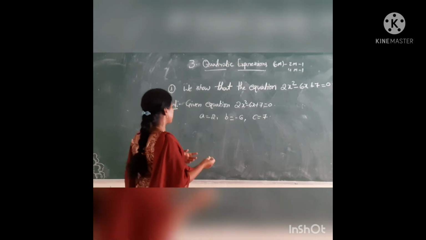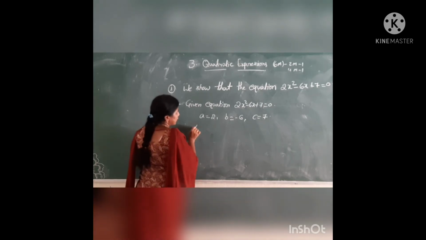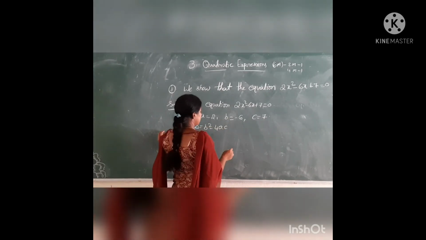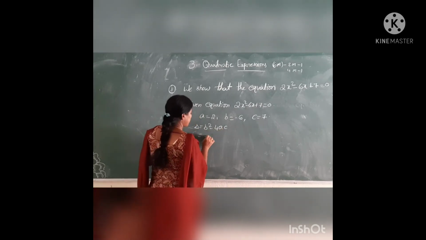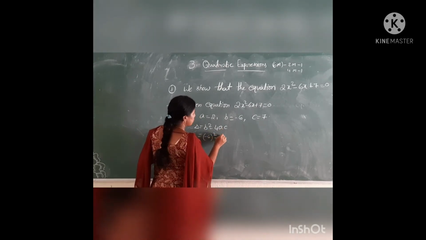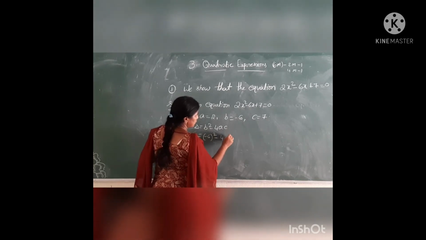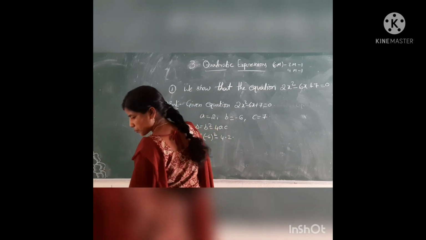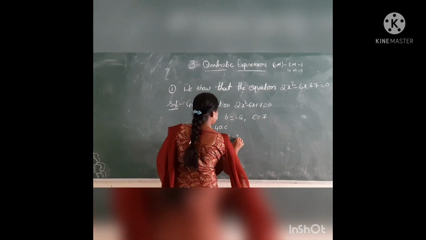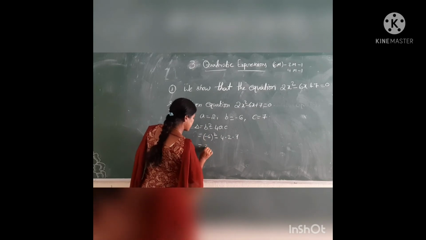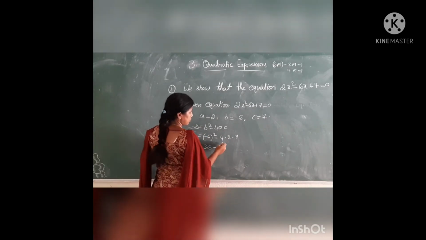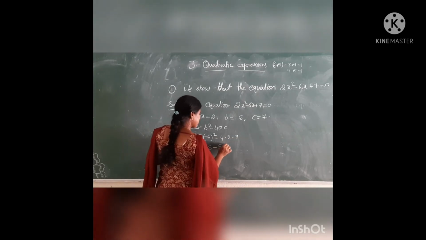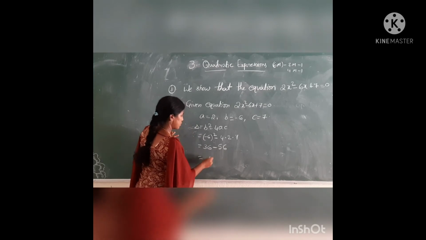We find out clearly. So delta is equal to b square minus 4ac, that is equal to minus 6 whole square minus 4 into a means 2 and c means 7. Okay, that is equal to 36 minus 4 into 2 into 7, 56.